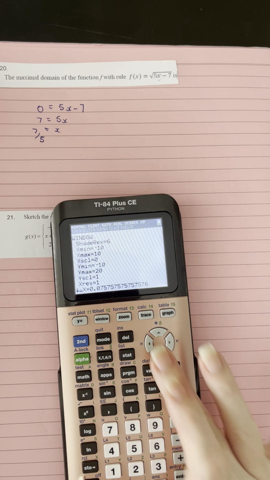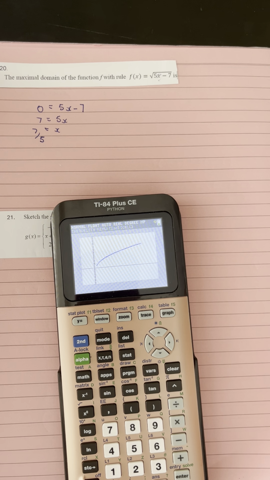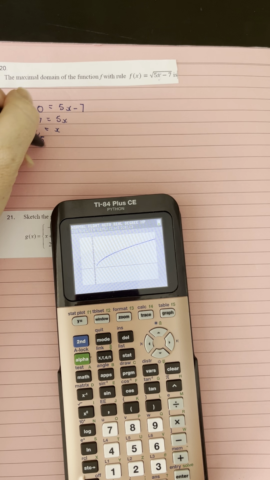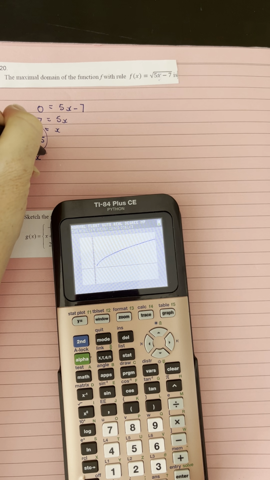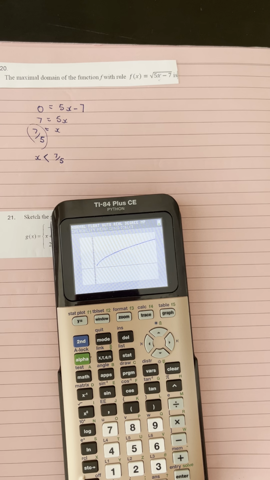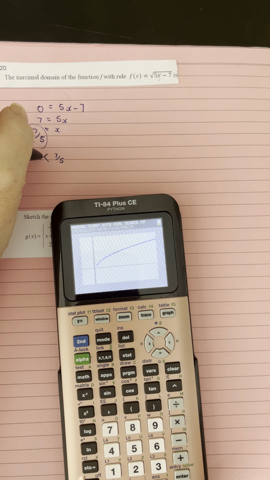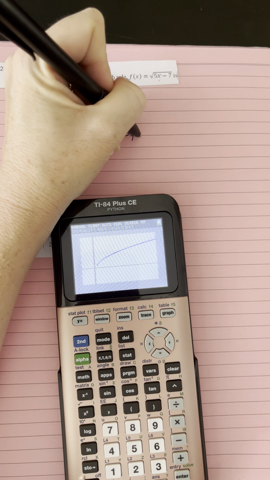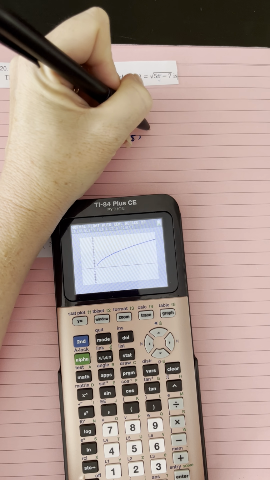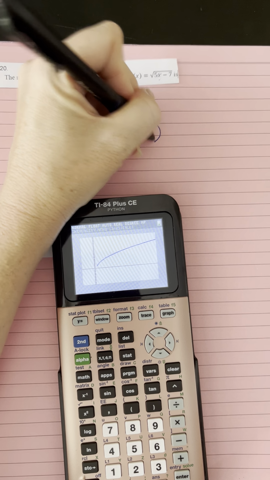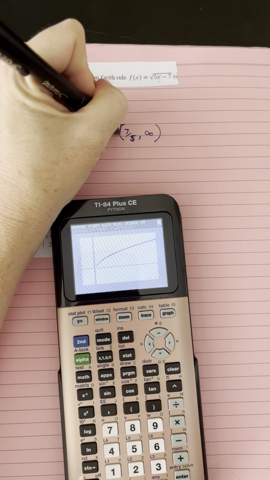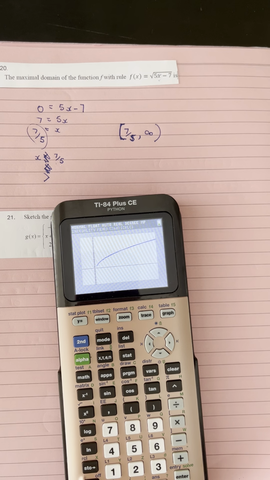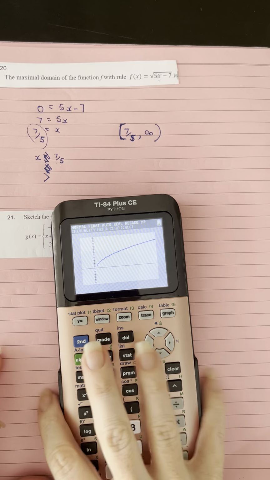So we could change our window to go a lot higher, and you'll see that graph keeps going further. But if the x is less than 7 on 5, then you won't be able to graph it, which means your x has to be greater than 7 over 5 to be able to graph that. So our domain would then be 7 on 5, comma, infinity, because it can go up to infinity, and we can include the 7 on 5. That will give us 0, so we use our box brackets for that one.